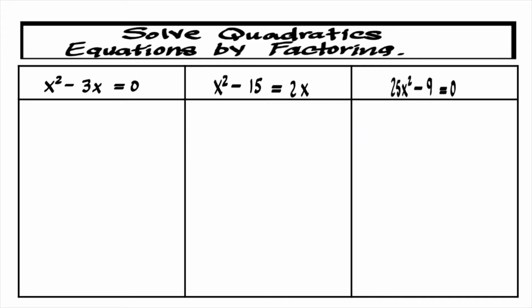We are going to start by solving quadratic equations by factoring. So the first problem I have is x squared minus 3x is equal to 0. So I need to see if I can factor this. I have two terms, so I see if I have anything that's common. So there's a common x I can take out.